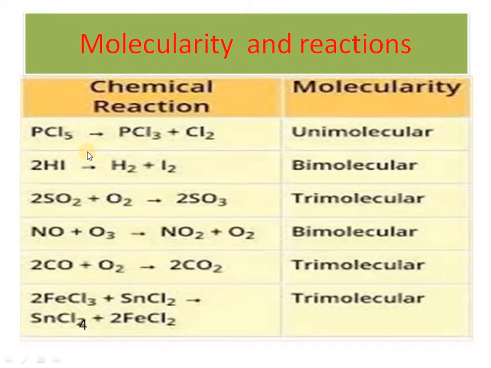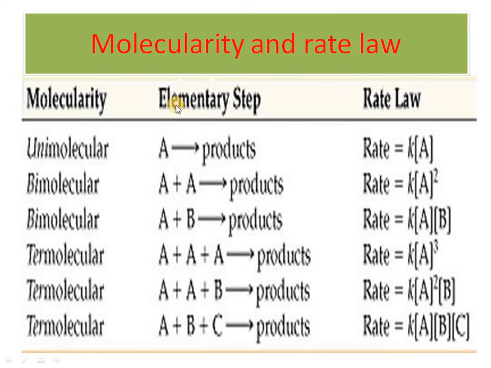Now here are some examples. You can see one molecule, so unimolecular. Uni means 1, and 2 is bimolecular, and 3 is 2 plus 1, or 1 plus 1 plus 1. So this is the molecularity of reactions. Here the rate law is also given. The rate law is A raised to power 1, so the order is 1; order is 2; order is 3. Order and molecularity may be the same and sometimes may be different also. So we cannot say they are always the same.